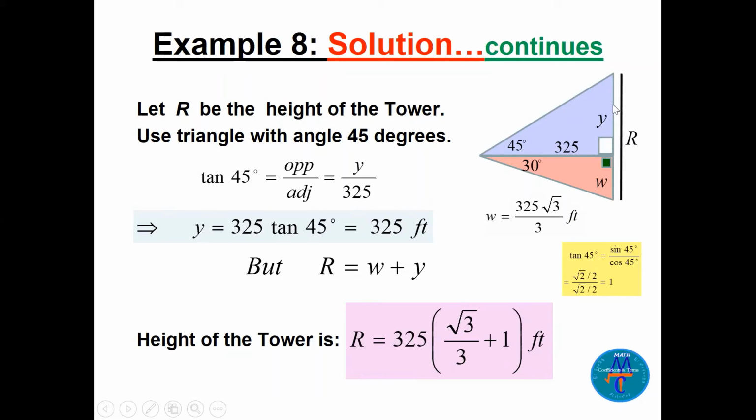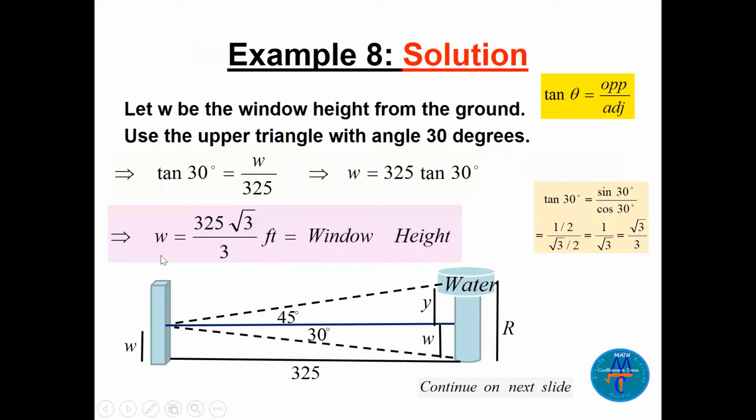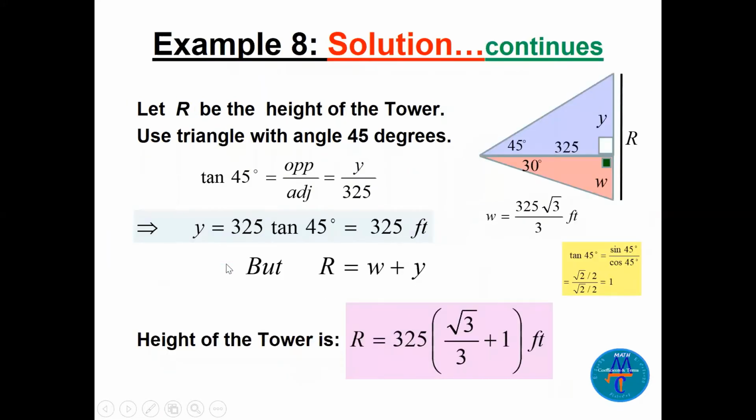So tan 45 will be the opposite over the adjacent, which is Y over 325. Cross multiply. Tan 45 is 1. We know that. Tan 45 degrees is 1. So Y will be 325. Now capital R will be W plus Y. We have seen W from this part A. This is W, 325 square root of 3 over 3. And then we add 325. So you can take this as a common factor. You can write it any way you like. This is one way. R is equal to 325 bracket square root of 3 over 3 plus 1, all feet.